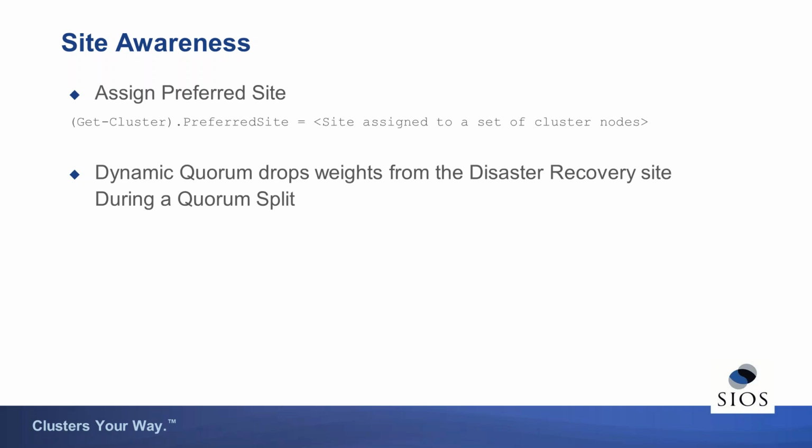And by assigning the preferred site, it will always remove the votes from the DR nodes whenever the dynamic quorum updates whether or not a node has a vote. It will drop, if needed, the vote from the nodes in the DR site. So again, that ensures that the failure of your DR site should never impact the availability of the nodes in your primary location. So again, for multi-site clusters, this is great. You're going to want to certainly configure this in your environment.